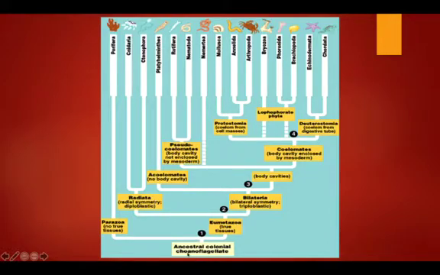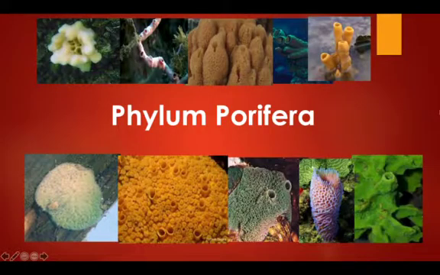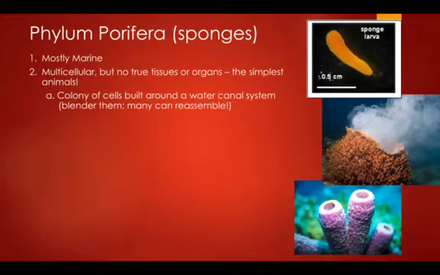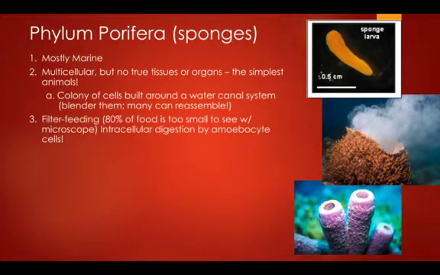All right, so this cladogram should look familiar. We have our ancestral animal, and the first group we are going to start with is, of course, our sponges, the phylum Porifera. The phylum Porifera is mostly marine, so you can find them in saltwater ecosystems. They are multicellular, but lack true tissues and organs. They are the simplest type of animal. They filter feed. They are filter feeders.